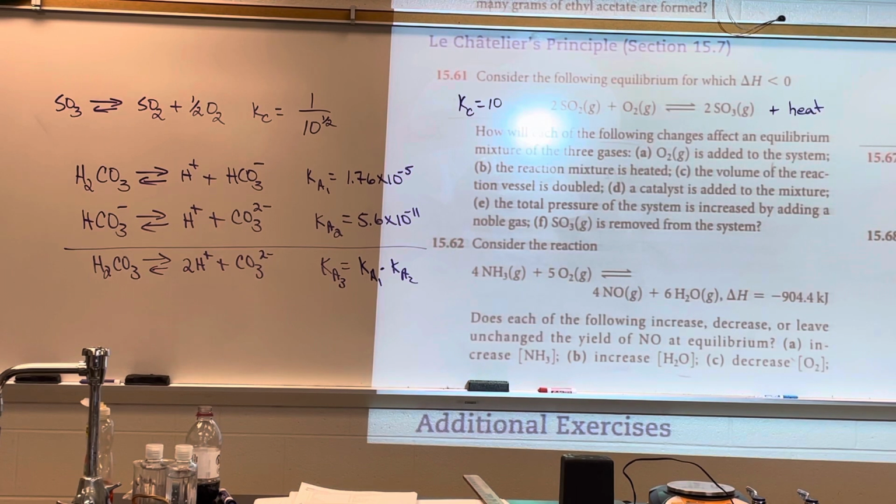So the 4 things about K. If you reverse an equation, you take the reciprocal, because products become reactants, reactants become products, you just flip the ratio. If you multiply an equation, you raise K to whatever you multiply it by. If you add equations, K's multiply. The 4th thing, the only thing that's going to change the value of K in a given equilibrium is temperature.